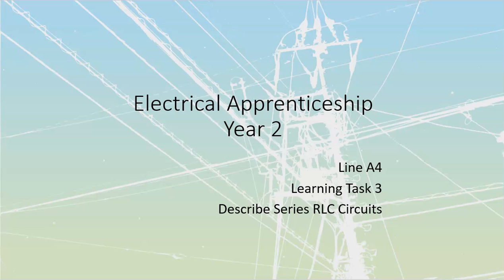All right, line A4, learning task 3, we're going to take a look at describing series RLC circuits. And by RLC, we mean circuits that may contain resistance, inductance, and capacitance. Up until now, we've talked about the fact that inductance and capacitance are two sides of the same coin, that they're just opposites. You know, they have canceling out effects, but we haven't really seen how they actually go and cancel each other out. This is now where we're going to get into using the effects of inductance to cancel capacitance or capacitance to go and cancel inductance.